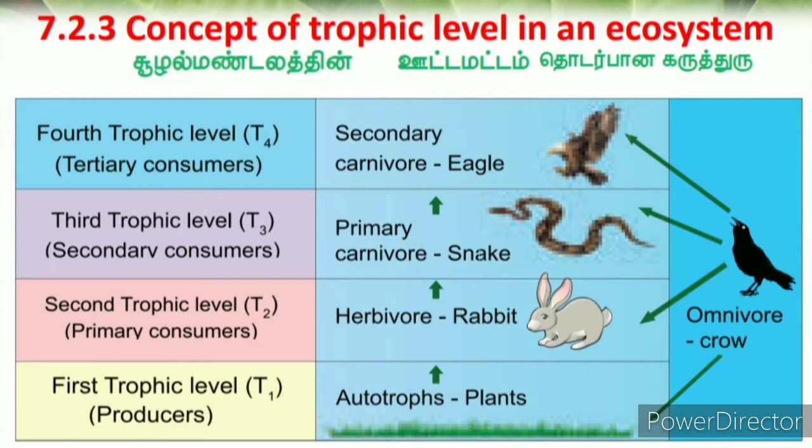Some organisms which eat both plants and animals are called omnivores. Example, crow. Such an organism may occupy more than one trophic level in the food chain.